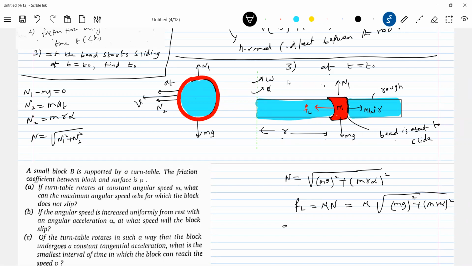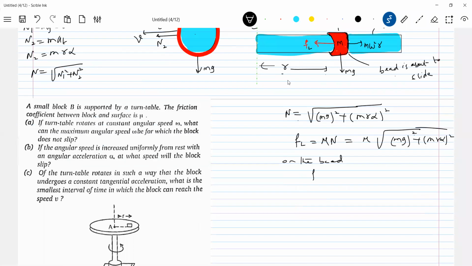Now on the bead, we'll write the equation. So on the bead, what will the next equation be? FL is equal to m omega square r. Or if you are in a ground frame, the friction provides the required centripetal force. In the rotating frame, the centrifugal force is balanced by the friction. Is it okay? Either one. I just took the rotating frame. So what is FL? Equal to mu N. What is omega? Omega should be equal to alpha t, or alpha t naught.